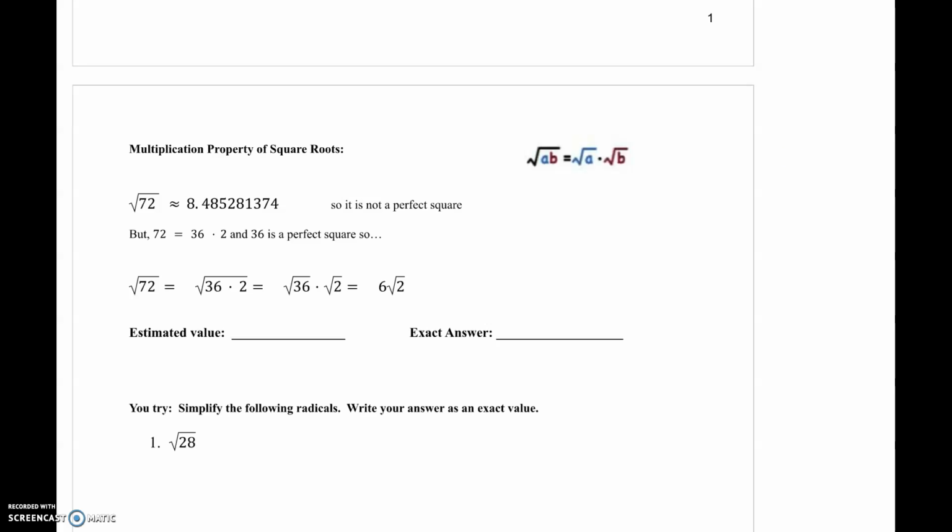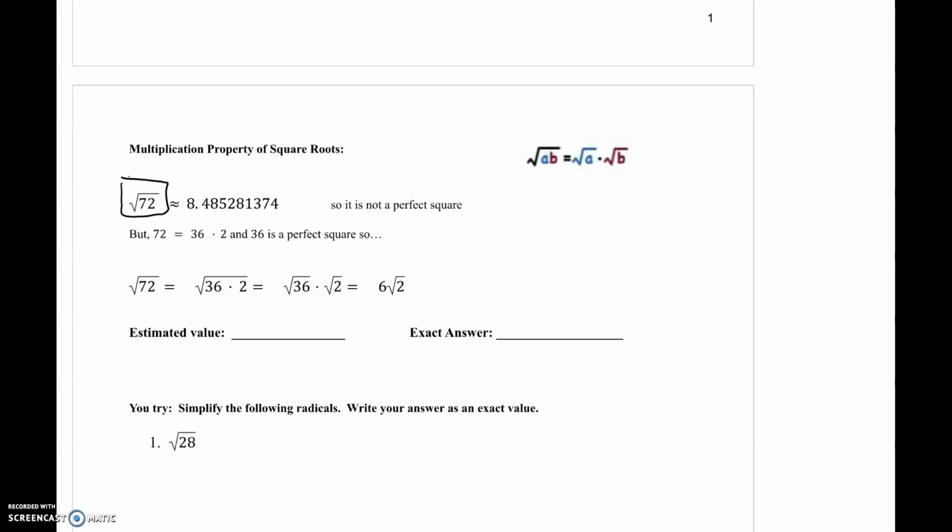So, multiplication property of square roots. If you have the square root of 2 numbers being multiplied together, you can separate those square roots into 2 pieces. Let's see one of those at work. Square root of 72 here at the top of page 2 is approximately 8.485. It's not a perfect square. But we do know that 72 is 36 times 2.